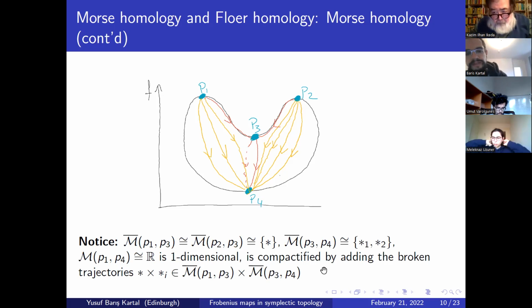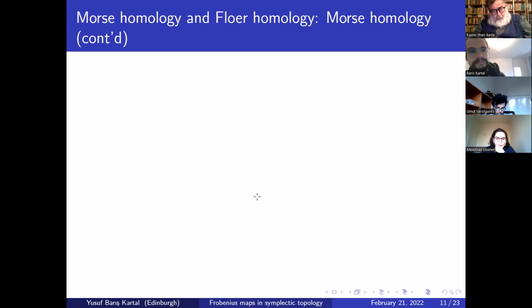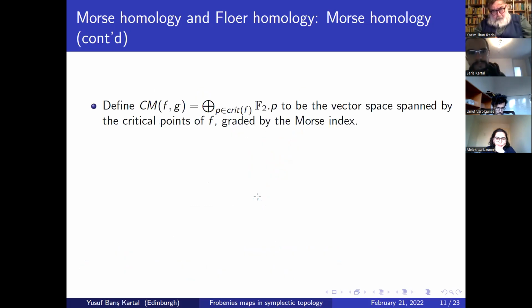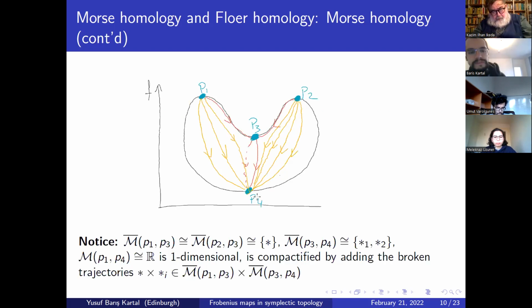And you can compactify this by adding the two broken trajectories. A broken trajectory is a trajectory from P1 to P3 and a P3 to P4. So you add this broken trajectory and you compactify M(P1, P4), for instance. So you add two of them because you have two broken trajectories from here to here. Okay. Any questions on this picture?